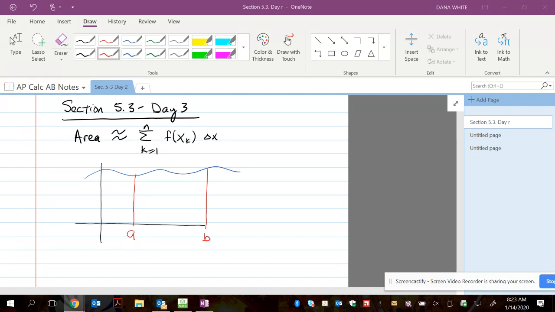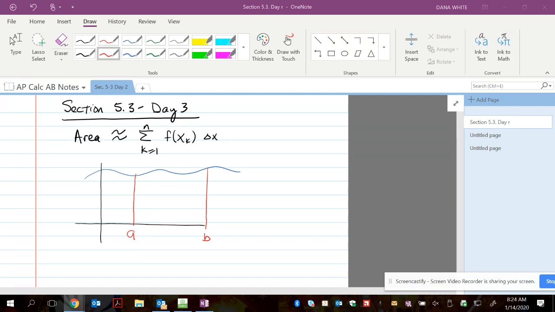So anyway, we basically found the area by doing little rectangles underneath the curve, right? Well, this time I want to go beyond just 4. I want to go, how do I get the exact area?